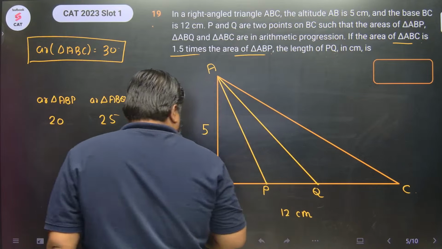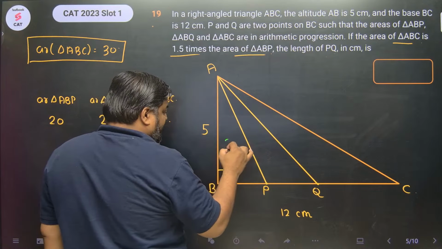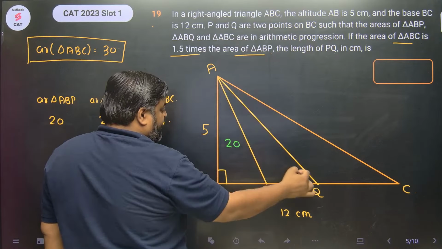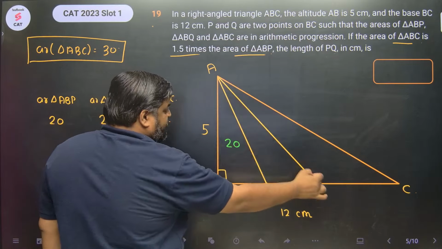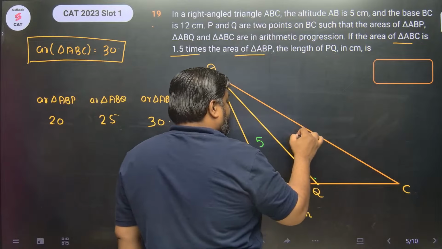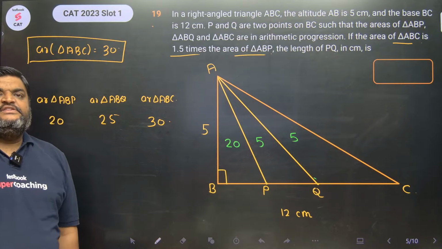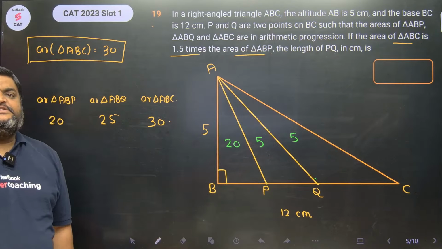Now, the area of this triangle is 20 and the area of ABQ is 25. That means the area of this triangle is 5. Yes or no? Again, the area of this triangle is 5. The difference is 5. We can say this, right?